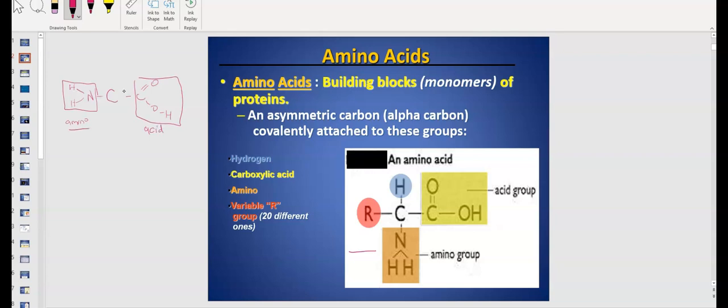So that's where the word came from, amino acid. It's the functional groups on either side of the central carbon. And then there's always a hydrogen on one end, and then we have the R or variable groups here. And like I said, there's 20 different ones. So I don't expect you to memorize those. You can look them up on a table.